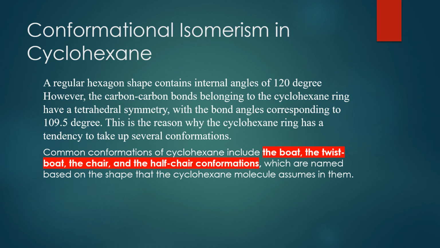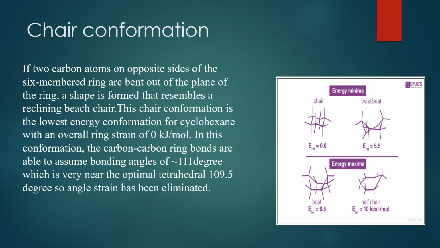As I told earlier, common conformations of cyclohexane include the boat, the twist boat, the chair, and half chair conformations, which are named based on their shape. Now come to the first conformation of cyclohexane, that is chair conformation. If two carbon atoms on opposite sides of the six-membered ring are bent out of the plane of the ring, a shape is formed that resembles a beach chair.